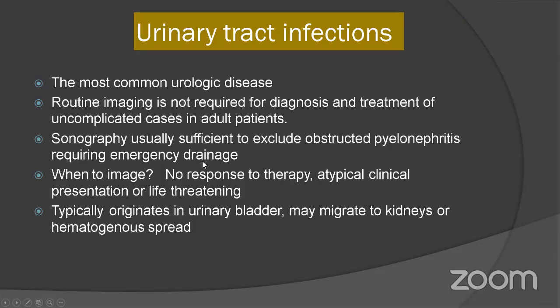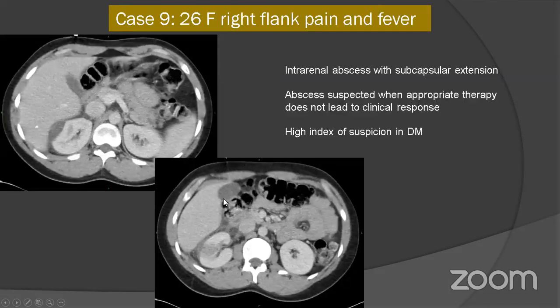But in cases such as this one, when there is no response to therapy, or there is atypical clinical presentation, or the patient is very sick, then they need to be imaged. Typically, it's a retrograde spread from the bladder, but sometimes you can also have hematogenous spread to the kidneys.